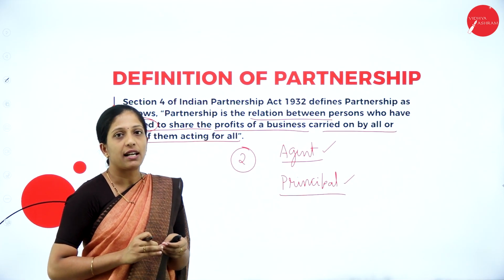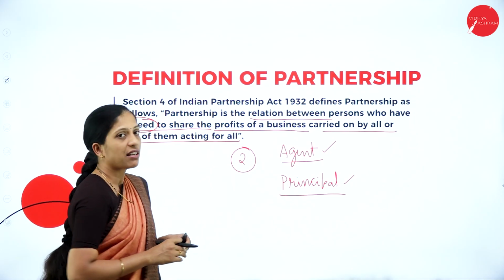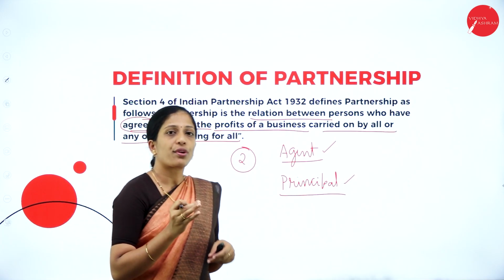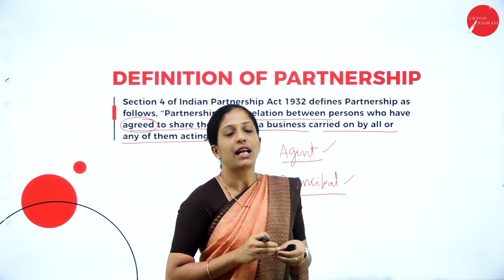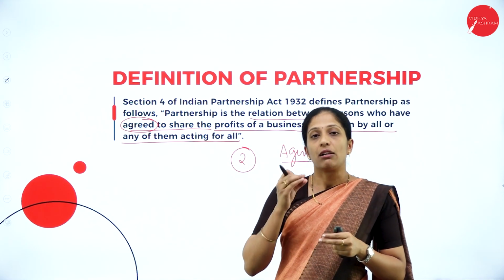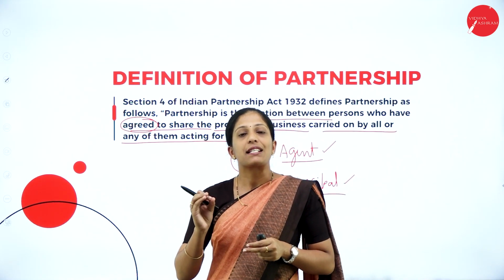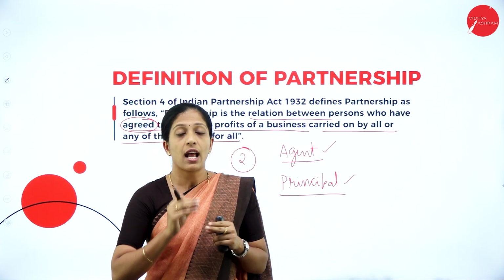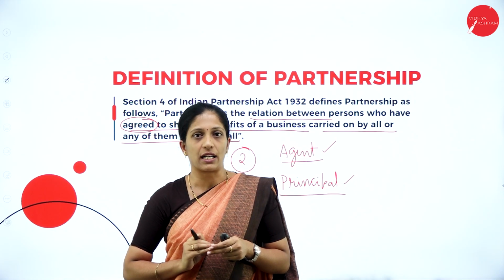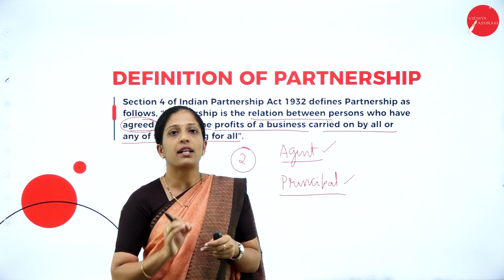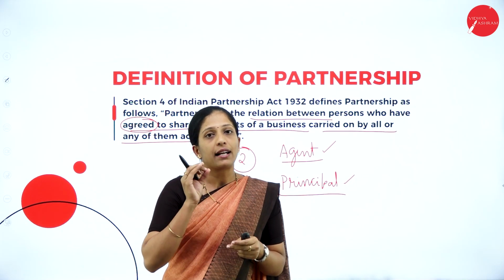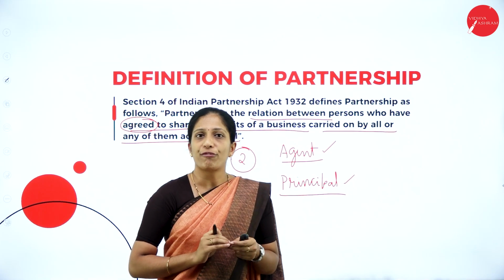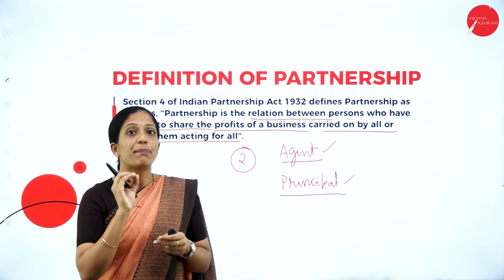So each and every partner acts as an agent as well as a principal. This was a simple definition given by the Indian Partnership Act 1932. Hope you are clear about the definition. Now what you have to remember after seeing the introduction and definition of partnership is that partnership is a relation between persons. It is a relation between two or more persons, and there should be an agreement between the partners, and the agreement can be either written or oral. Each and every partner has joined the partnership firm to share the profit or loss of the business, because it should be a business activity.